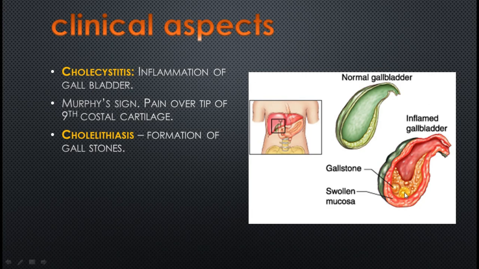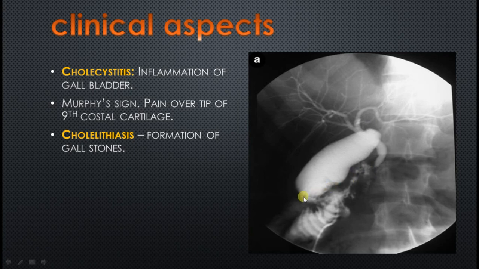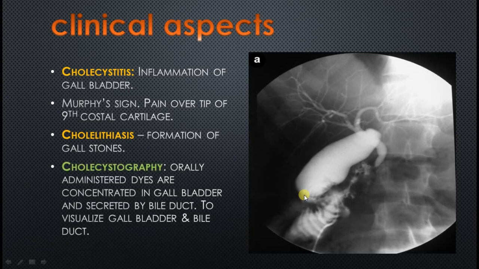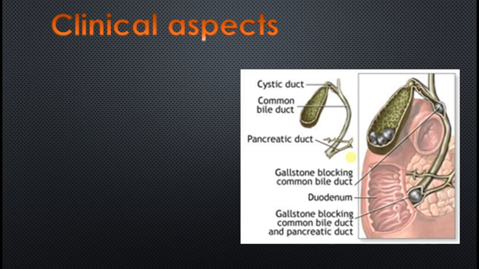When gallstones are formed, they might obstruct the flow of bile. Based on the size of the stones, sometimes they might pass through the gallbladder and obstruct the bile duct. To identify whether there is any obstruction, in cholecystography you orally give a radio opaque dye, and after taking an x-ray, you see whether there is any filling defect in the gallbladder or the cystic duct. If the gallbladder is not filled, then it is not functioning. So cholecystography mainly tests the patency of the gallbladder and the bile duct.